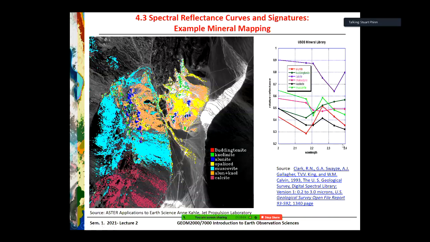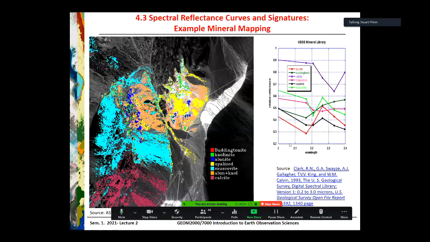Here's an example from more of an earth sciences perspective, and again, it's target-focused mapping. The panel on your right is the spectral reflectance signatures of a number of different minerals, okay? And if you look at the wavelength, we're not down in the blue, green, red and near infrared. We're up in shortwave infrared, so 2 to 2.4 micrometers. Sorry, there should be a micrometer symbol up here.